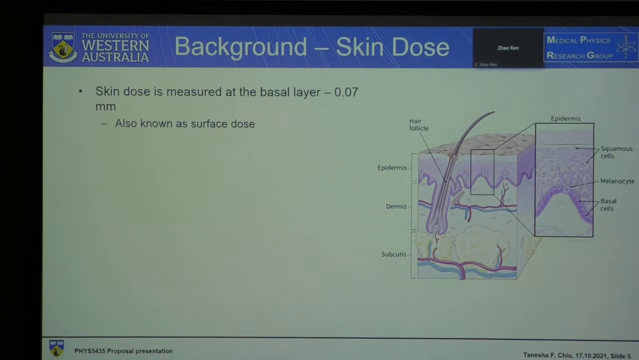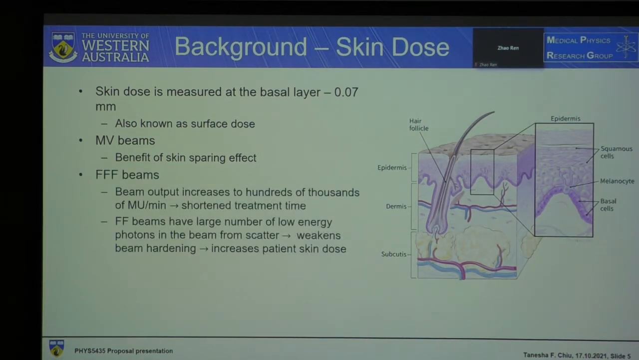The skin dose is measured at the basal layer at 0.07 millimeters, which you can see here, and this is also known as surface dose. The use of MV beams has the added advantage of the skin-sparing effect. For triple F beams, there is a beam output which increases to hundreds of thousands of monitor units per minute and will shorten treatment time.